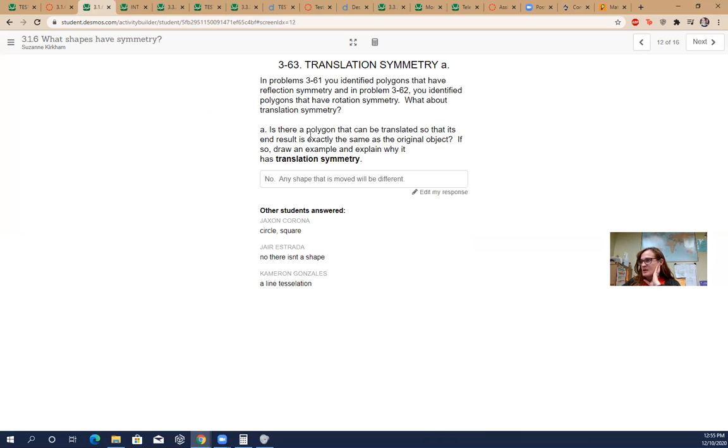Is there a polygon that can be translated so that its end result is the same as the original object? If so, draw an example and explain why or why not. So if you take a shape and you move it, it's not in the same place anymore, right? So there isn't a shape that you can move and it will match up on top of its shape, because once you move it, it's not in the same place, right? Okay.